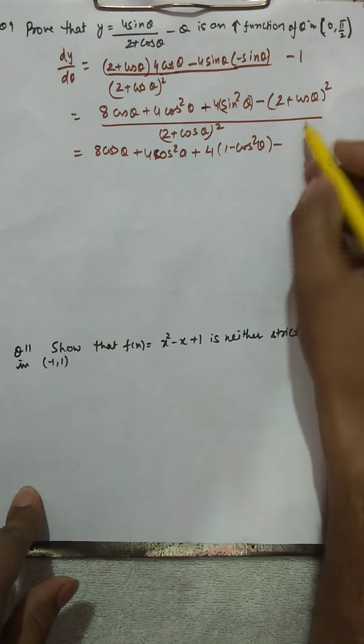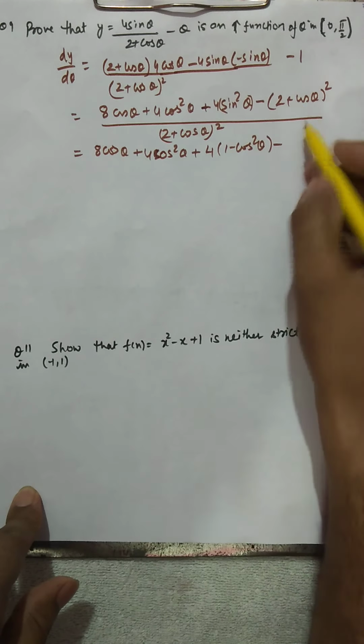Now you can see this is a square term, so your denominator is not going to be negative for any value of theta, and the only deciding factor is cos theta. You also know that cos theta is from -1 to 1. So if we apply this range of cos theta, then this bracket is always positive, and cos theta is going to decide whether this dy by d theta will be greater than 0 or less than 0. The interval given to you is 0 to pi by 2, so cos theta is always positive.